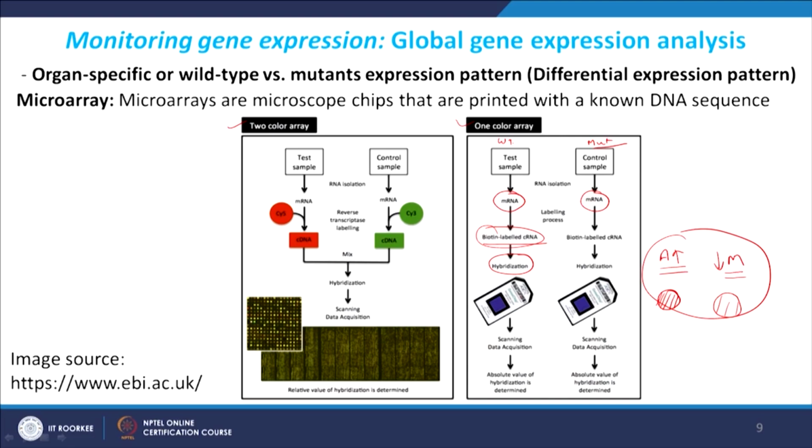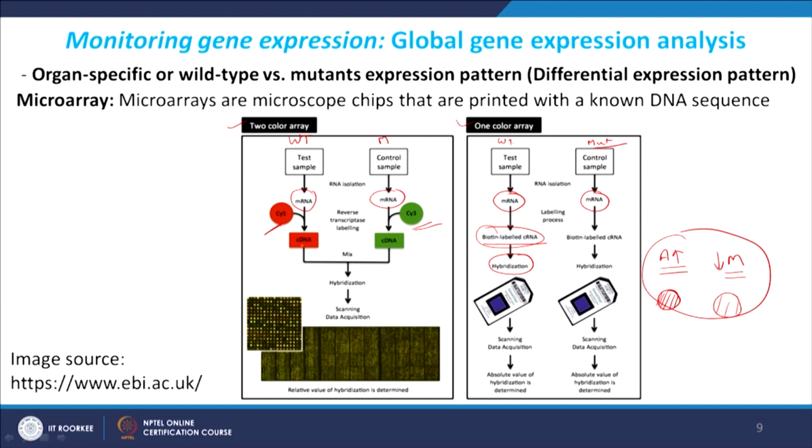Another way of analysis was, let us assume a similar case, you have wild type RNA and mutant RNA. You take total RNA from both samples, and then you label them with two different dyes. For example, this is Cy5, this is Cy3. Cy5 will give red color, Cy3 will give green color, and then you take an equal amount of total cRNA and hybridize on the same chip.